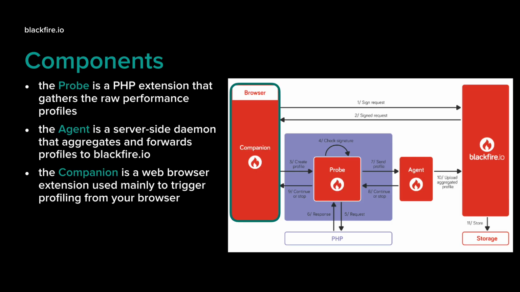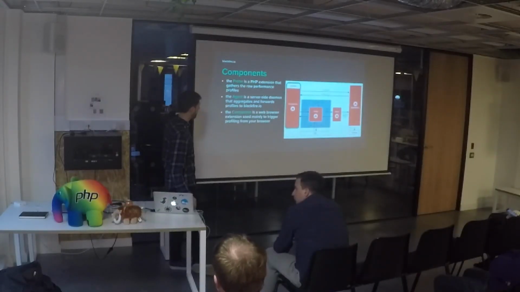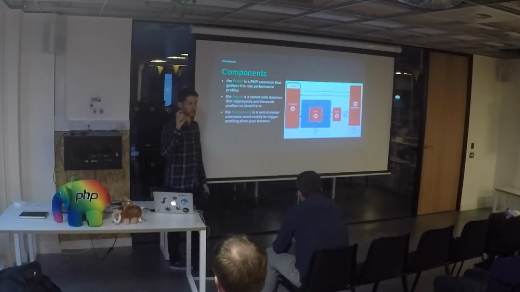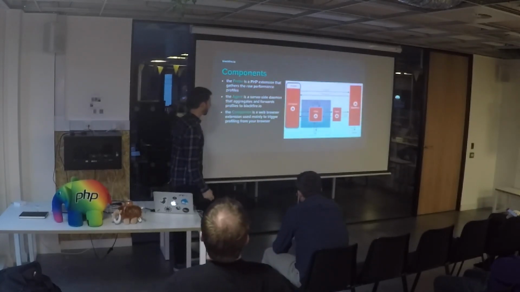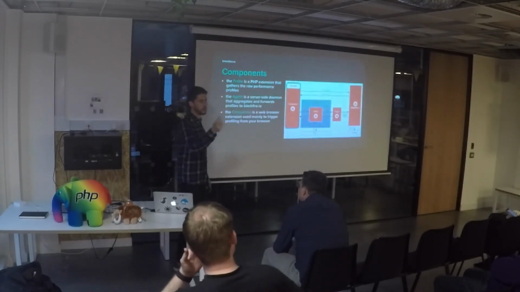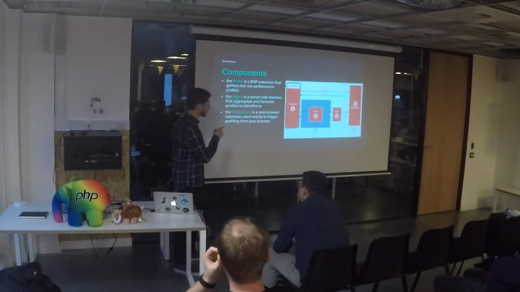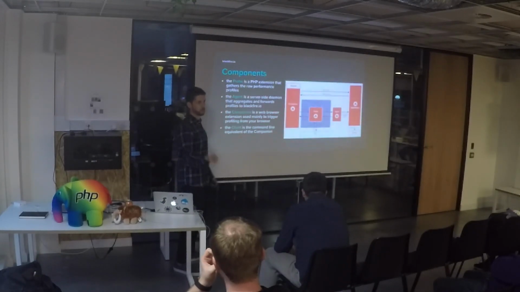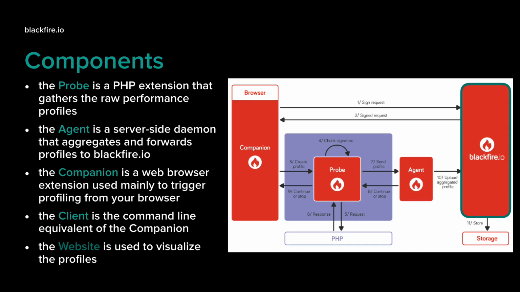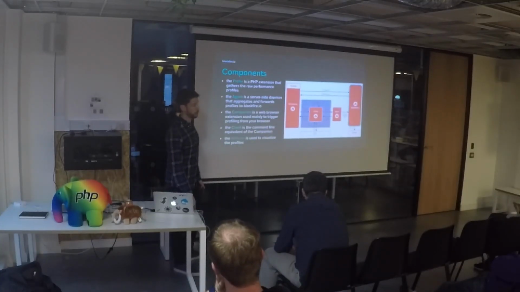We then have the companion, which is nice. It's always nice to have a friend. That sits in your web browser, and it's just a little extension, like the XDebug extension. You just click it and say, I want to profile my stuff now. And that sends a header over to the extension, and it kicks off that profile. And then we have the client, which isn't on there, but it's basically the companion on the command line. And then we've got Blackfire.io itself, which is where you send all of your lovely profiles.